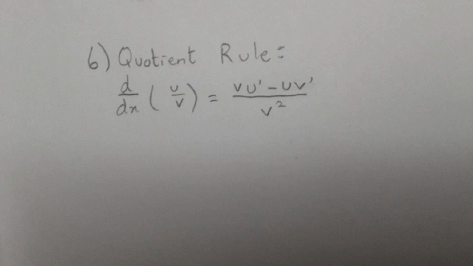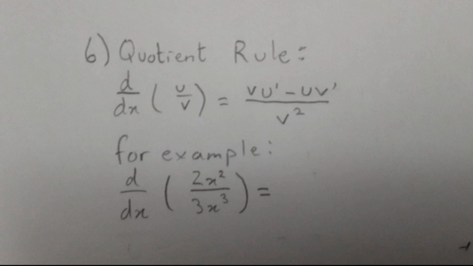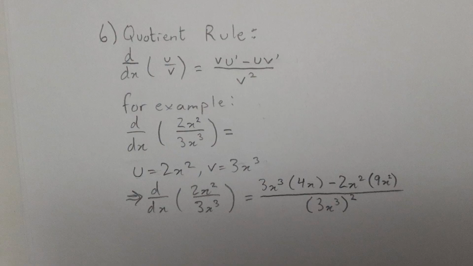Last but not least is the quotient rule. This states that the derivative of a function u divided by a function v is equal to v times the derivative of a function u minus u times the derivative of v all over v squared. For example, let's take the derivative of 2x squared divided by 3x cubed. We can see that u is equal to 2x squared and v is equal to 3x cubed. So the derivative of 2x squared divided by 3x cubed is equal to 3x cubed times 4x minus 2x squared times 9x squared all over 3x cubed and the whole thing squared.